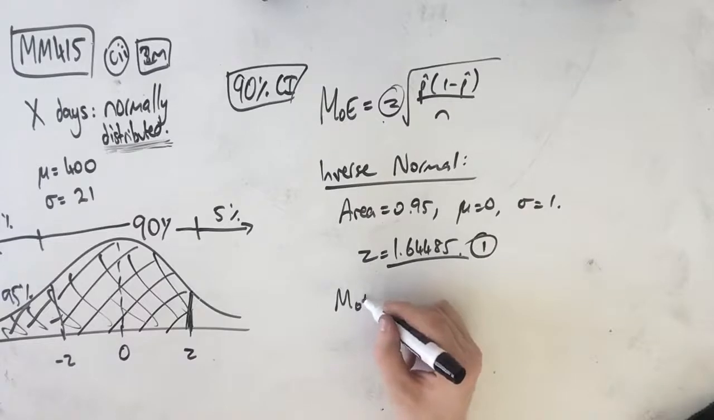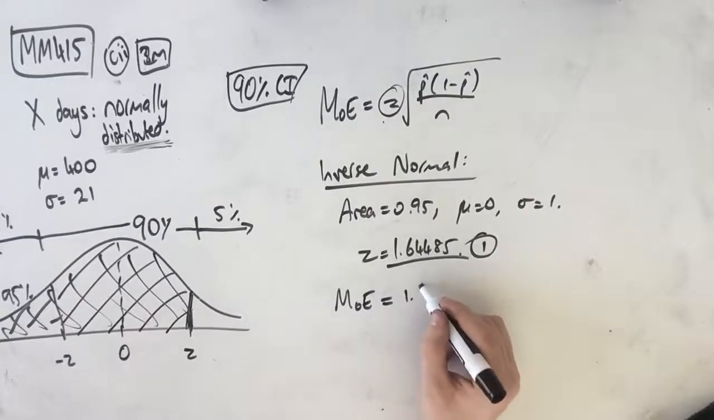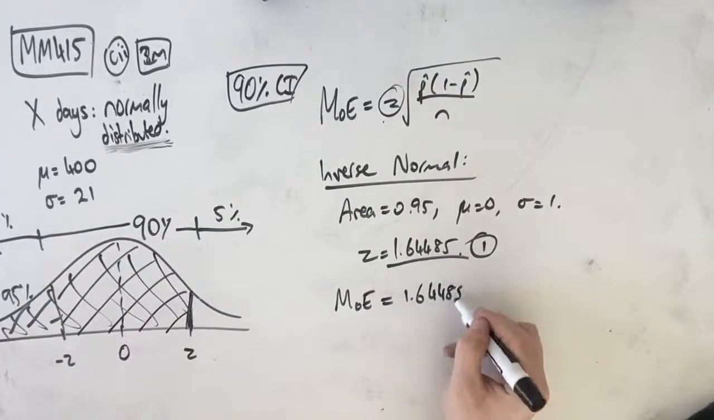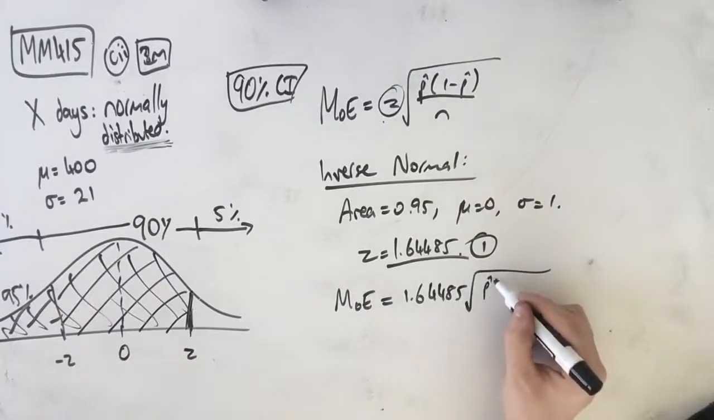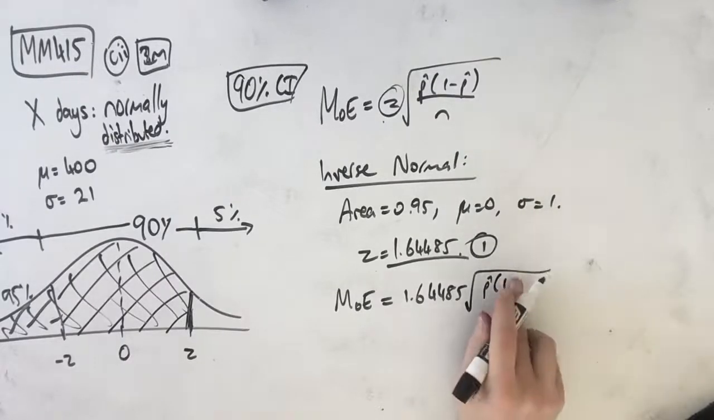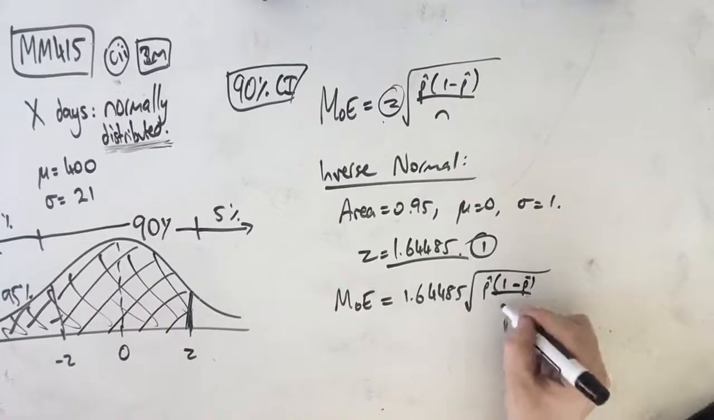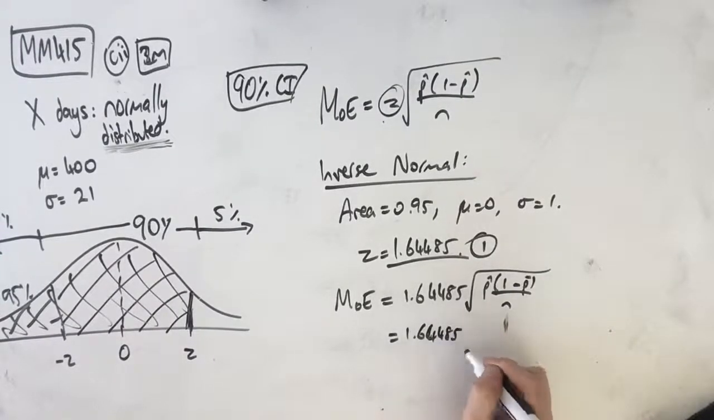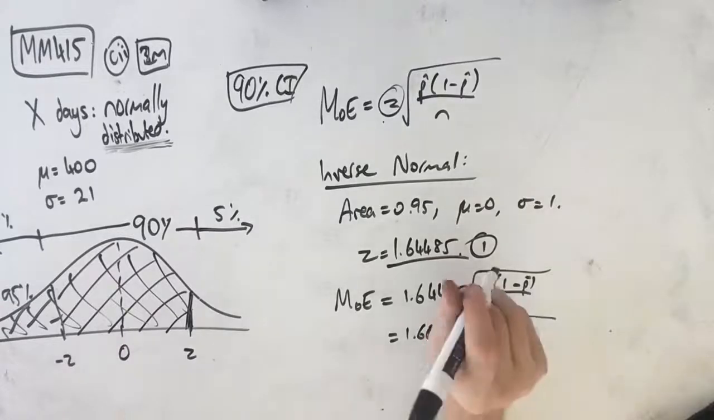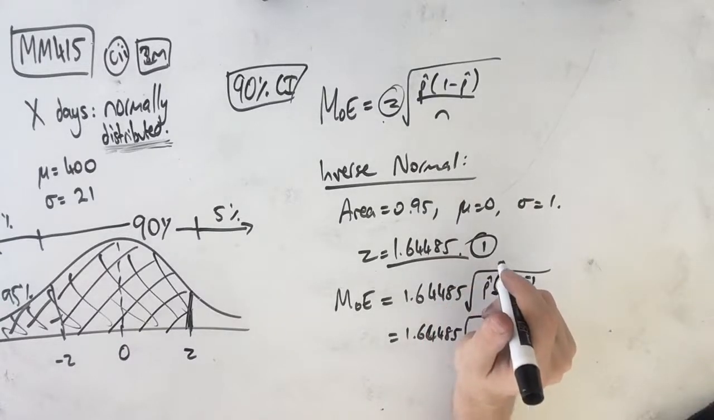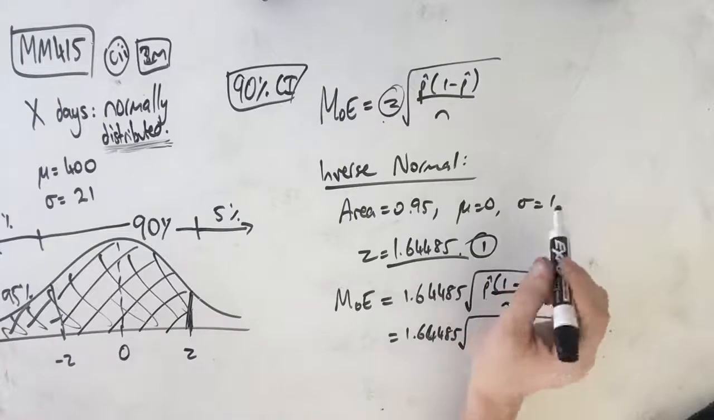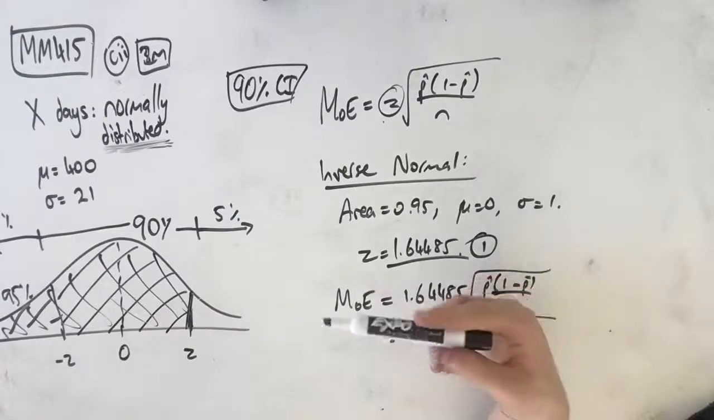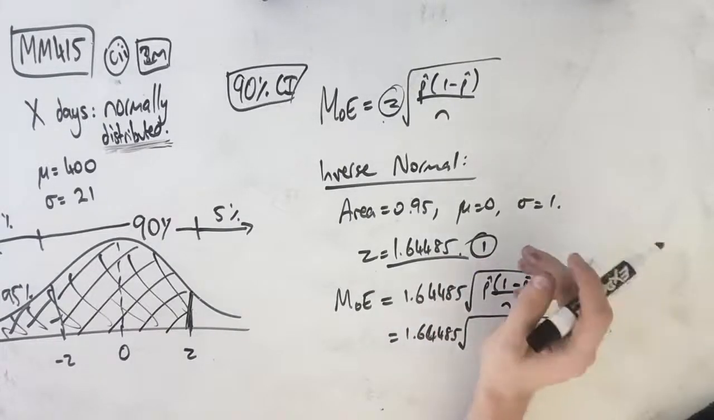So we can say that our margin of error is equal to 1.64485 outside of root p hat (1 minus p hat) over n. Now, what is our p hat? Well, we know that the proportion of phones that have a lifespan of less than 365 days in this sample is 10 out of 150. The question tells us that.